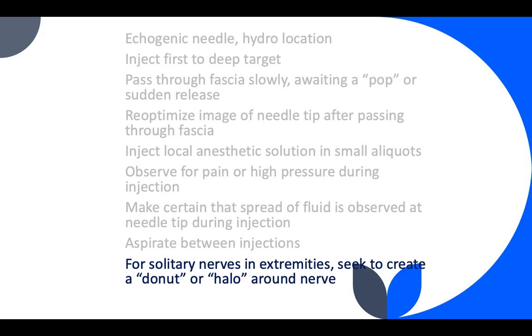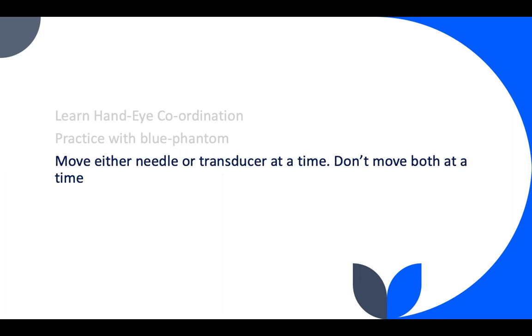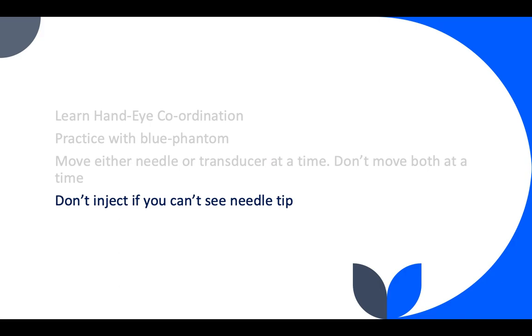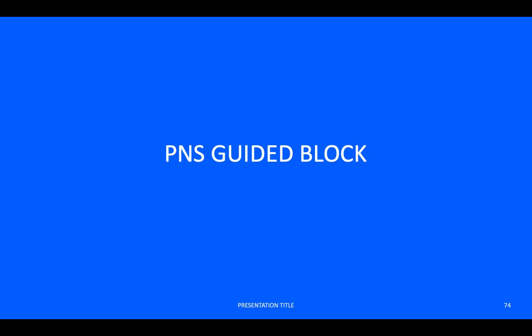For solitary nerves at the extremity, seek the donut or halo around the nerve for a complete block. Learn hand-eye coordination, that is important. Practice with a blue phantom. Move either the needle or the transducer at a time. Don't move both at a time. Don't inject if you can't see the needle tip. That is very important. So if you follow all this, you can successfully give ultrasound-guided blocks.